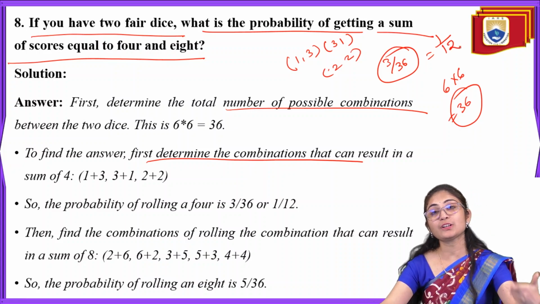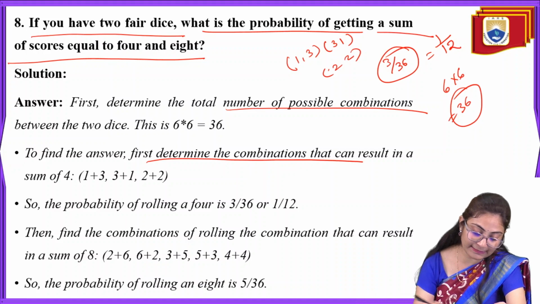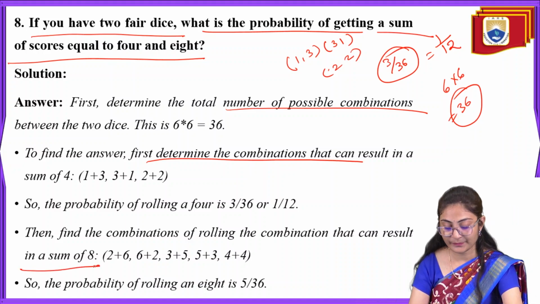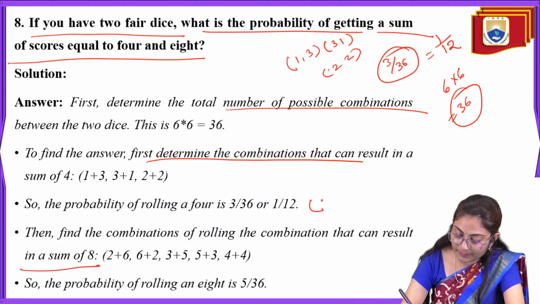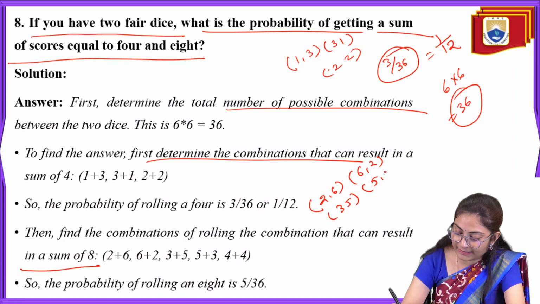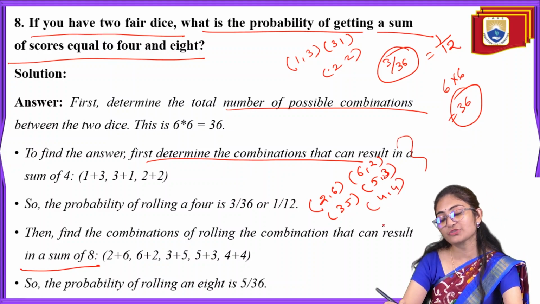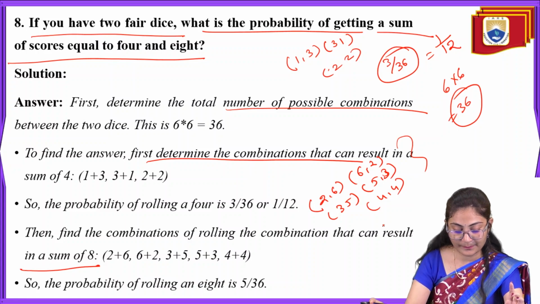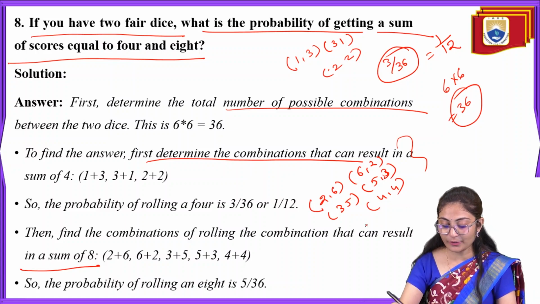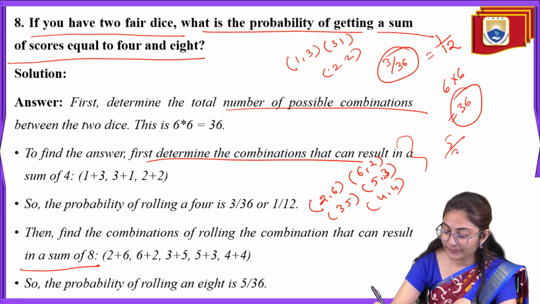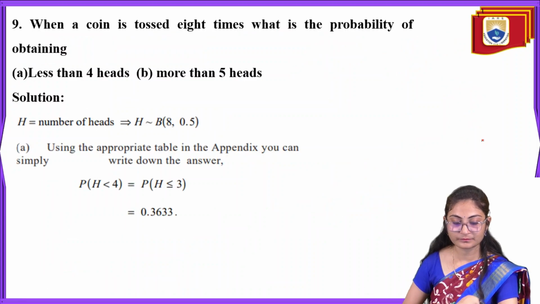Now you have to find the combinations that can result in a sum of 8. There are (2, 6), (6, 2), (3, 5), (5, 3) and (4, 4). These are the combinations which are available in the n of S. So again, the probability for that is 5 by 36.